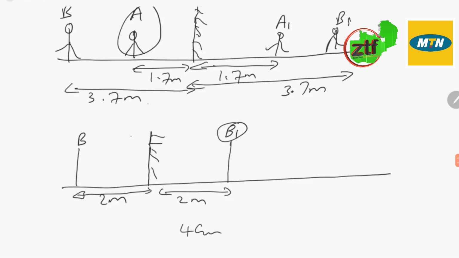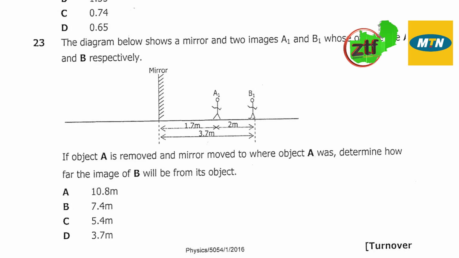4 centimeters. But then, if they are asking us how far this image of B will be from its object, we must be told whether it's the original position of B1 or not. But for now, the answer should be 4 centimeters. That is the right thing. Because the distance of the image from the mirror should be the same as the distance of the object from the mirror. We move on.